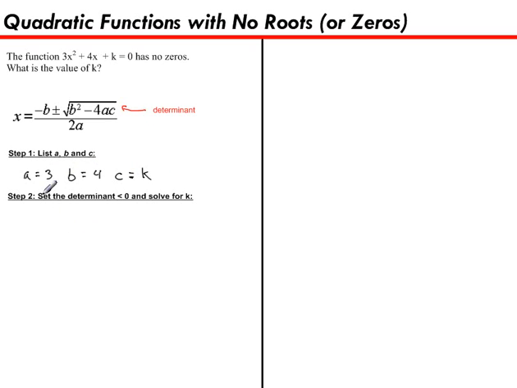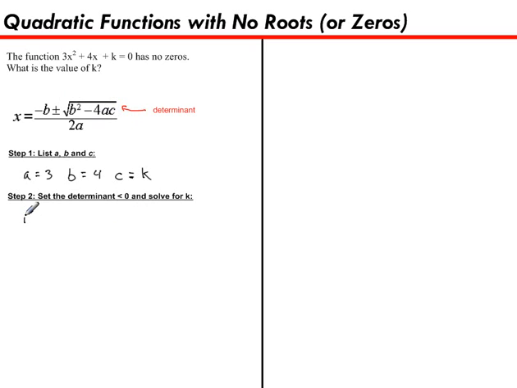In this step, we'll set the determinant to be less than 0, and then we'll solve for k. So the really important point here is that if you're trying to solve for a quadratic that has no roots, anything under the square root symbol has to become a negative number. The determinant must be a negative number. And that's because we can't have a negative number under a square root symbol. It's not allowed, which makes 0 roots. It never touches the x-axis.